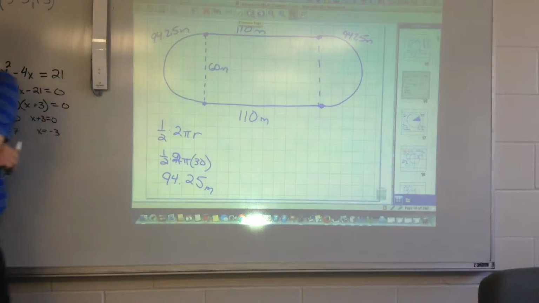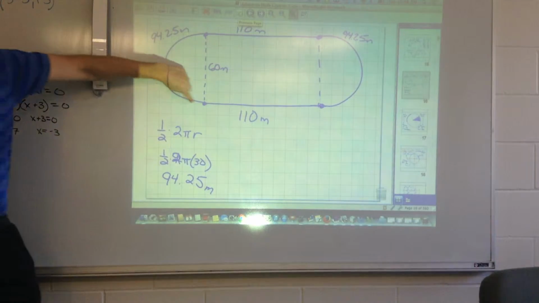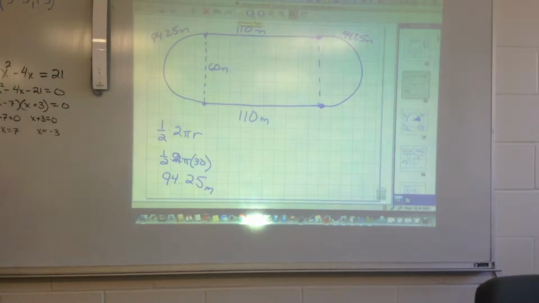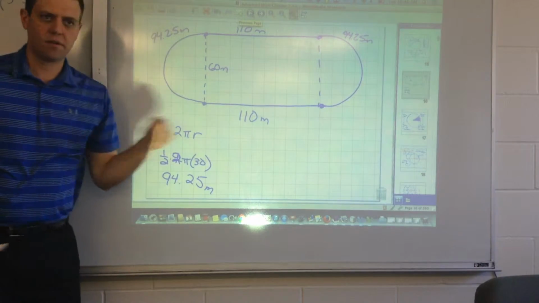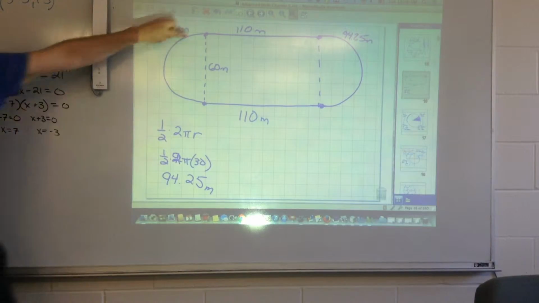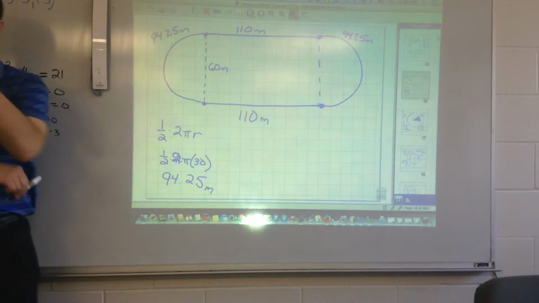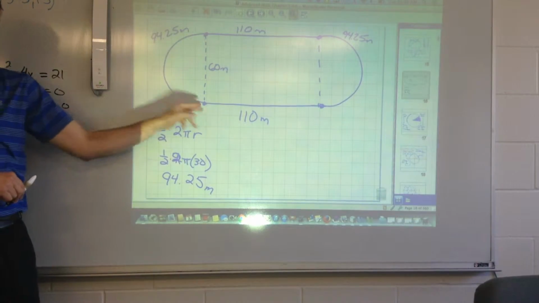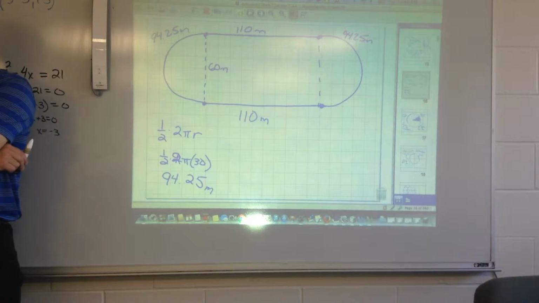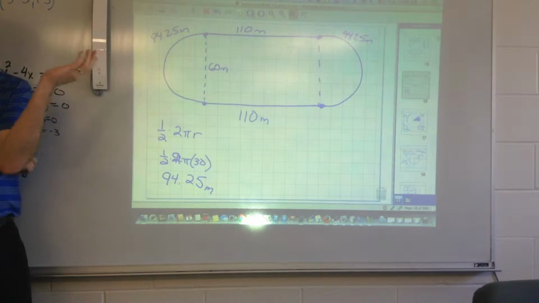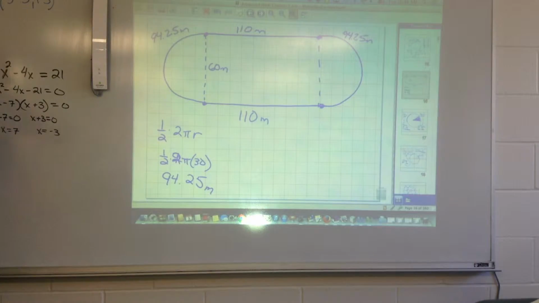Coming back to our track example, when we found this arc length right here, what fraction of the whole circle was that? Half, right? Isn't this half of the circumference? Okay? What would the measure of this arc be? You've done this already. Not the length of the arc, the measure of the arc. 180? Because why? Half a circle, a semicircle, right? The measure of this arc is 180 degrees.